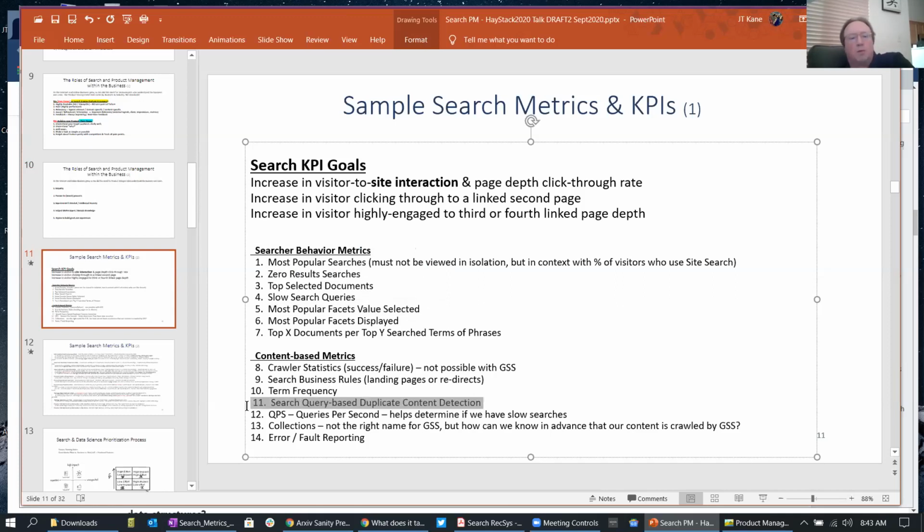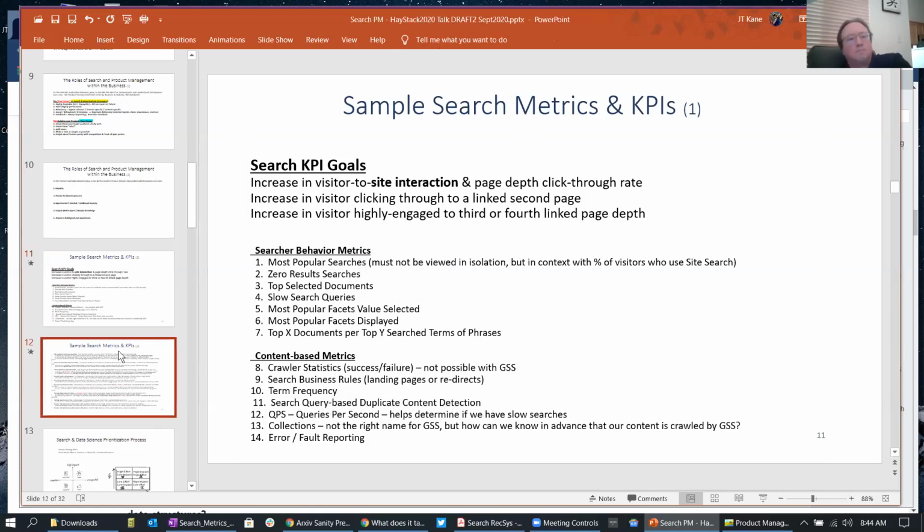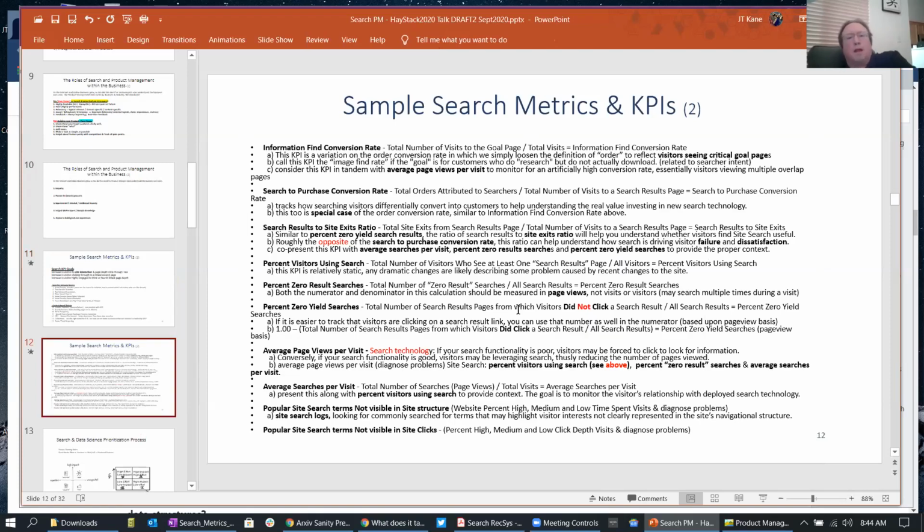Specifically, one of the things that's important: do you have duplicate content? That's really not a very good thing for Google to find. But you also want to find content that is isolated, that is not found. So is there any content where nobody has clicked on it?